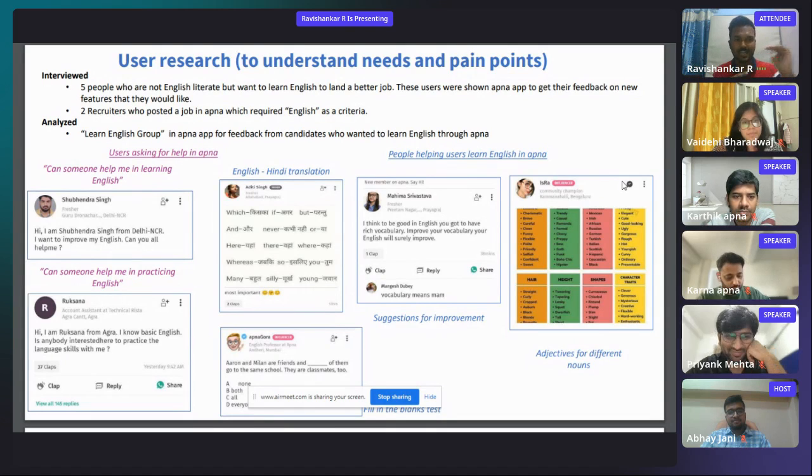Next, I analyzed the Learn English group in Apna. It was a treasure trove of feedback. On the left side, you are seeing a lot of people asking for help to learn and practice English, and on the right side, you have influencers proposing to help candidates learn English by giving improvement points, adjectives for different nouns, English-Hindi translation, and a lot of things.